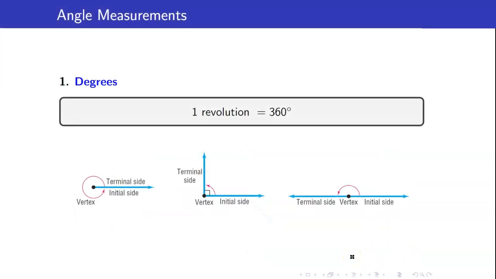There are two units of measurement for angles. The first one is degrees. One revolution is equal to 360 degrees. So this angle here has a measure of 360 degrees. In this case, take note that this is a right angle. So it has a measure of 90 degrees because it is a quarter of a revolution. So that's why it's 360 over 4. In this case, this angle has a measure of 180 degrees because it is just half of a revolution.